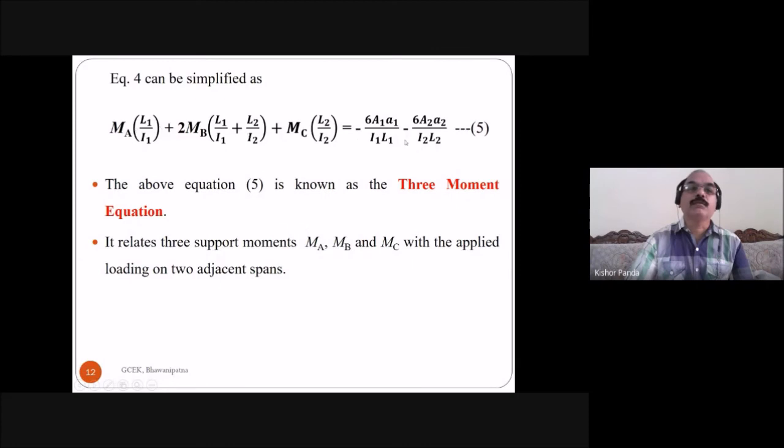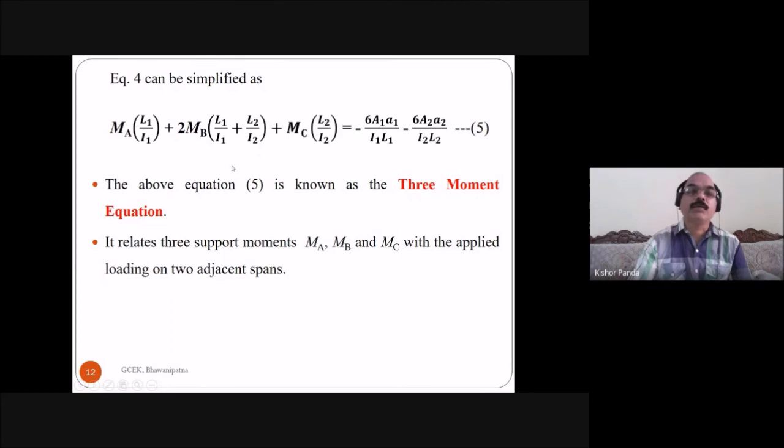So if you know these values, and if you know the end conditions, then easily you can find out the support moments using the three-moment equation. This three-moment equation is applicable only for any two consecutive spans. Then you can find out the unknown values of moments. It relates three support moments MA, MB, MC with the applied loading on two adjacent spans. In this case the moment of inertia is different for different spans.